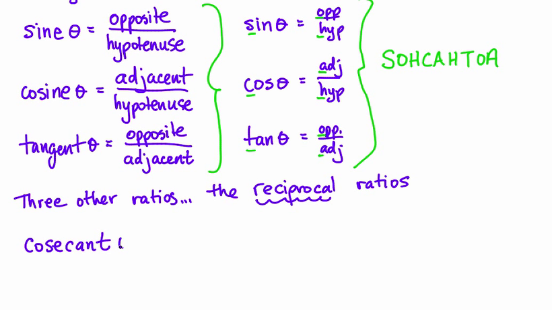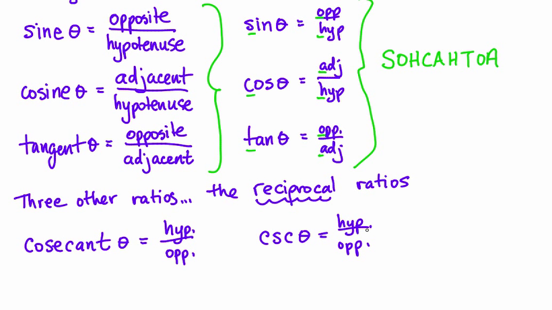And cosecant of an angle is the hypotenuse over the opposite. That's what a reciprocal is when you flip a fraction. The numerator becomes the denominator and the denominator becomes the numerator. And the shortcut is CSC, which is cosecant theta is equal to, as I had before, hypotenuse over the opposite.